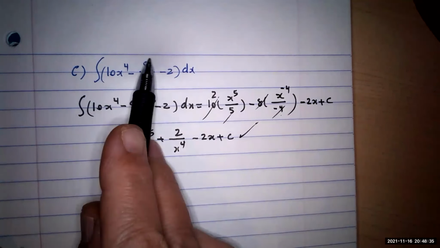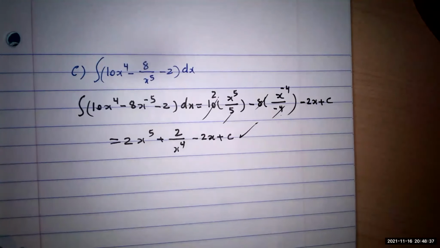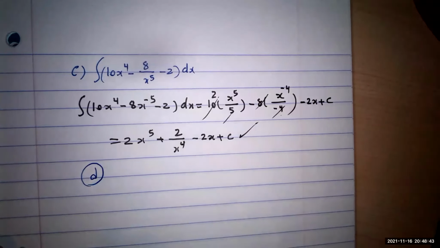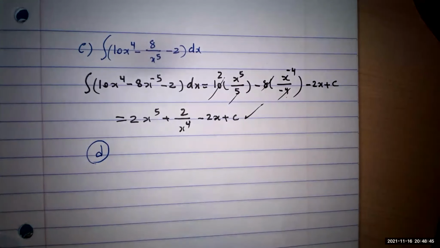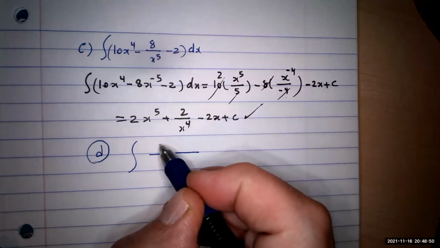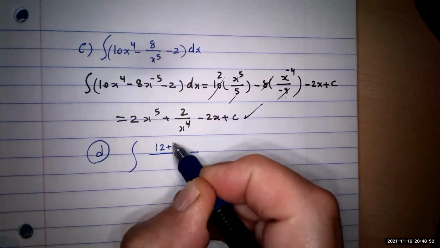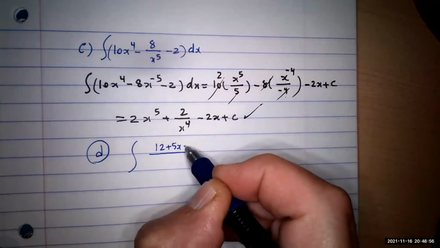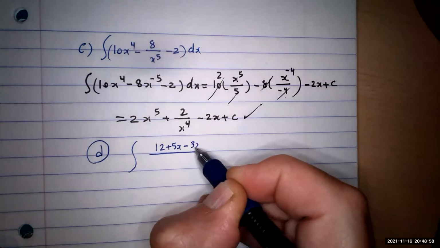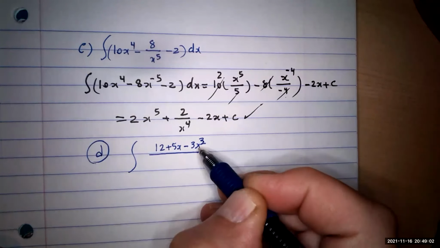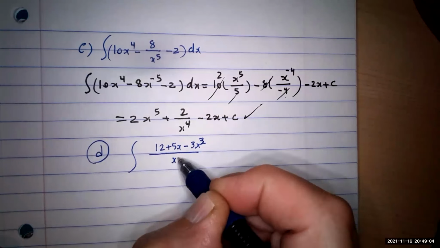Extra job is only this one. Now, something different is the next one, part D. Let's see what is special about this one. Part D, you see you have 12 plus 5x minus 3x squared, sorry, x cubed, divided by x to the 4th dx.